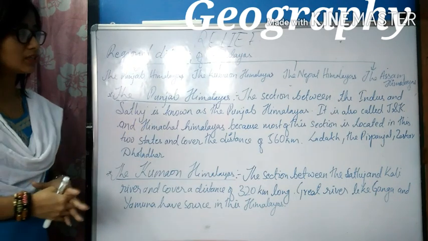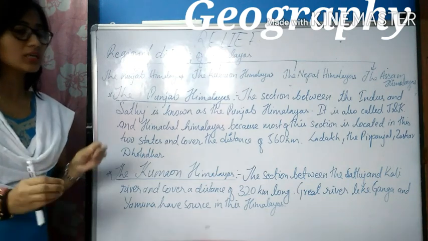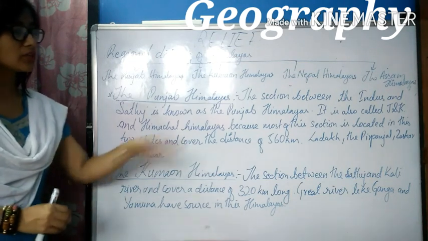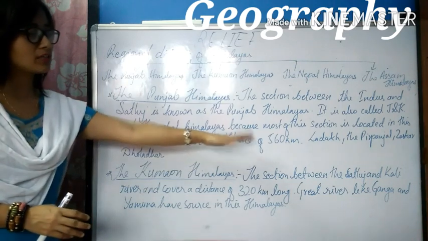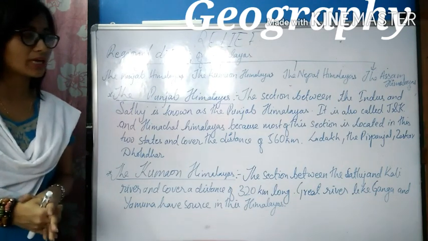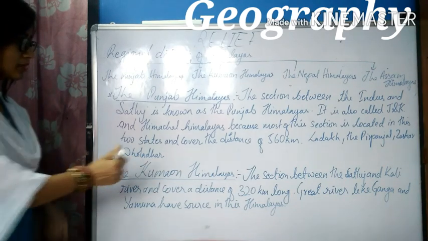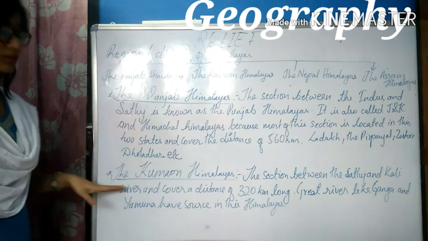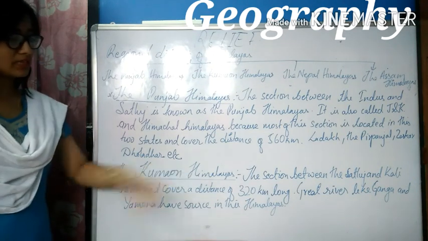Why are they known as the Himalayas of Jammu and Kashmir and Himachal? Because this section of Himalayas falls in these two states and covers the distance of 560 kilometers. Some of the examples that fall in Punjab Himalayas are Ladakh, Pir Panjal, Jaskar, Dholadhar.